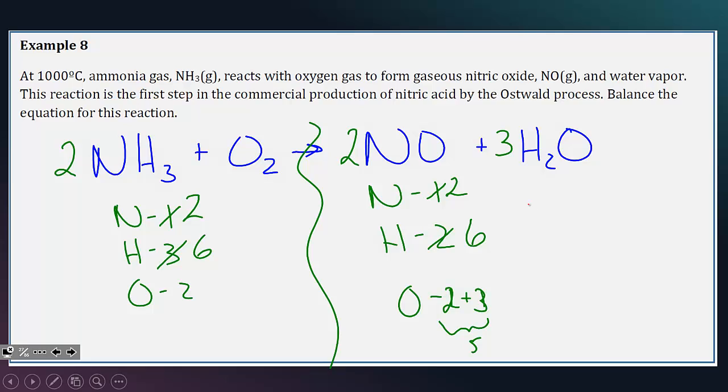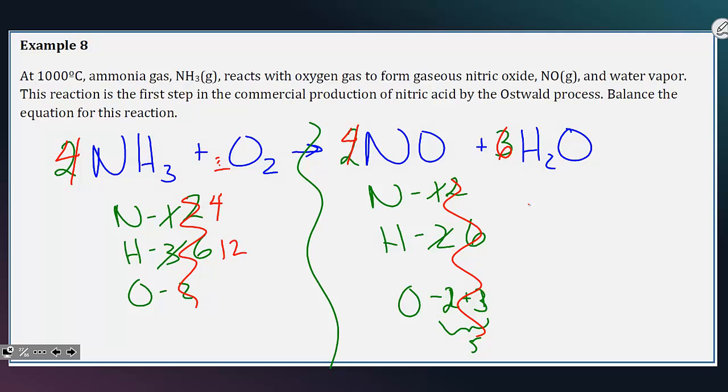Remember, anytime you're stuck, you need to double everything except for what's giving you a problem. Since oxygen is challenging me in the reactant side, I'm going to leave oxygen blank. I'm going to double everybody else. 4 ammonias, 4 nitric oxides, and 6 waters, and then reevaluate everybody. So 4 times 1 is 4 nitrogens, 4 times 3 is 12 hydrogens. I still have just 2 oxygens.